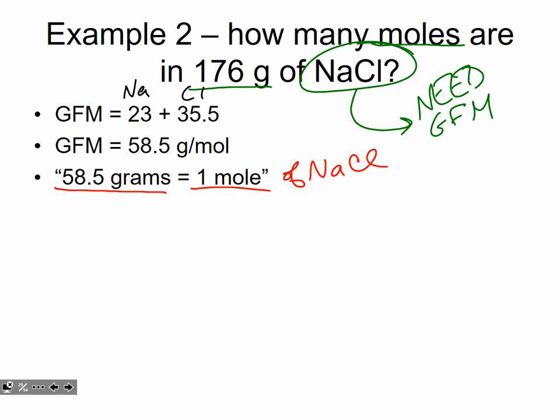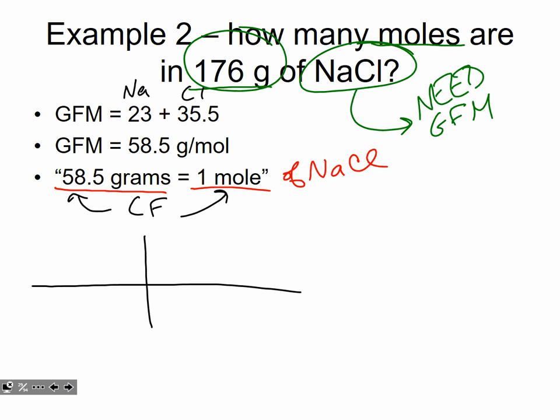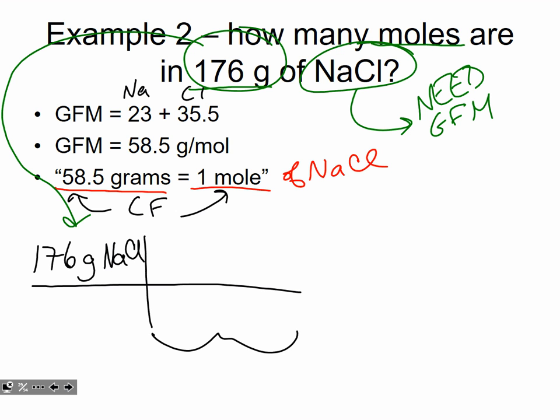This is our conversion factor, right? Gram formula mass. This is our conversion factor right here. So now we can set up our T-chart and start doing the math. Take the number the problem gives you. What is that number? 176. So that's the number that's going to go top left, 176 grams of NaCl. And then right here is where we're going to use our gram formula mass, 58.5 grams is equal to 1 mole of NaCl.